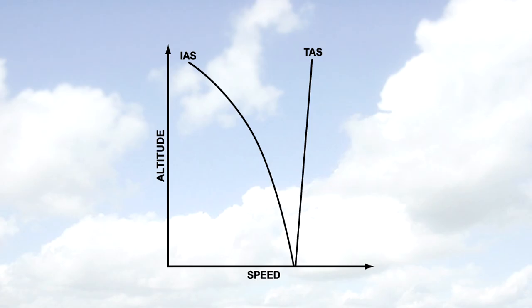In fact, Vy will eventually reduce to become the same value as Vx. This means that Vy, expressed as indicated airspeed, is actually decreasing as altitude increases. So, in summary, reduced density decreases the indicated airspeed of Vy and decreases the rate of climb.